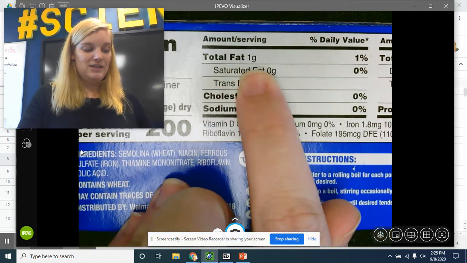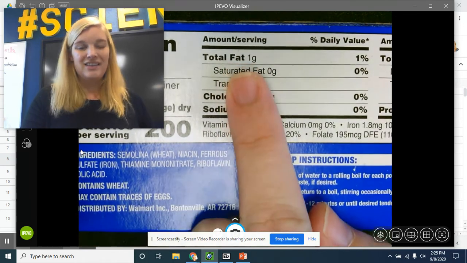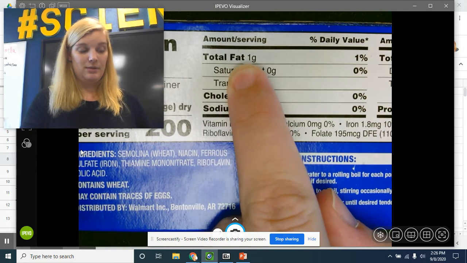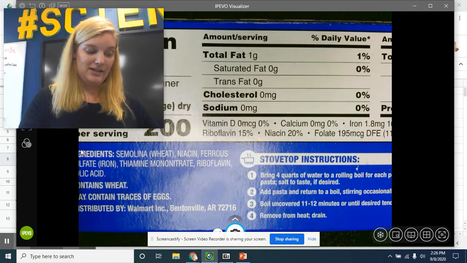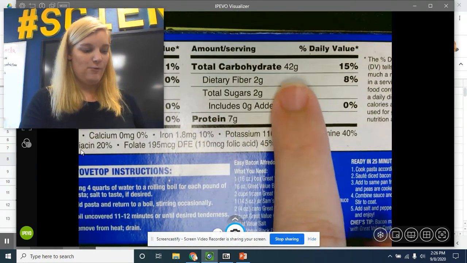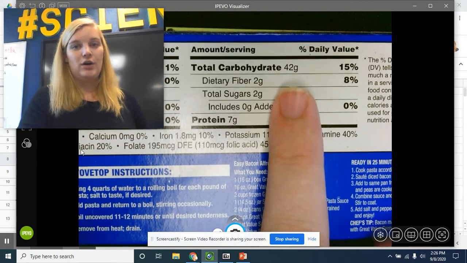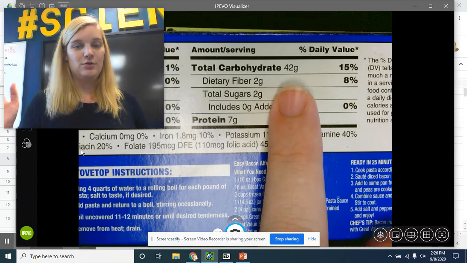So here we see that we have 1 gram or 1% of our daily value of total fat. That's not a huge source of lipids for our body, which our body does need to be able to pull that energy from and access whenever it needs. So we go over here and look at that, 42 grams of carbs. So our carbs are that quick energy storage that your body can go to anytime it needs it.